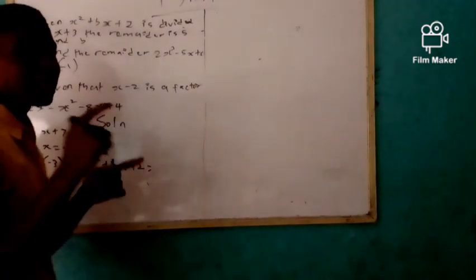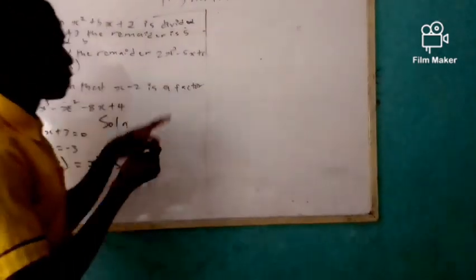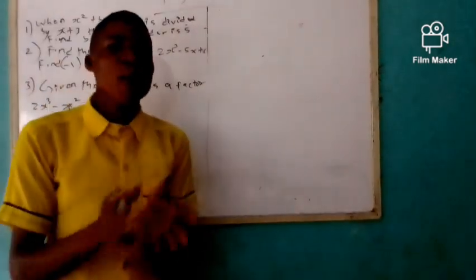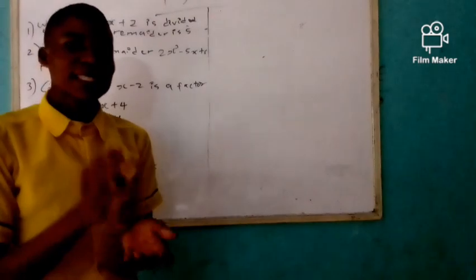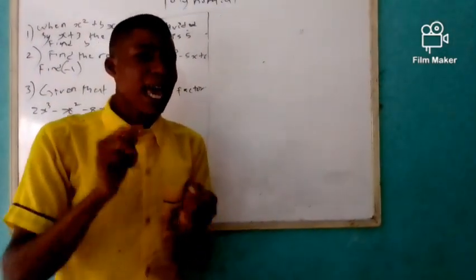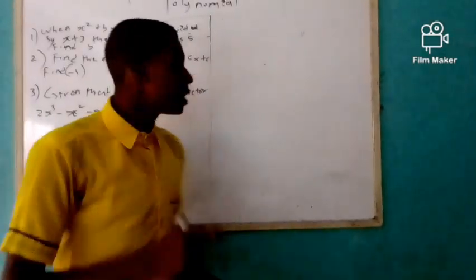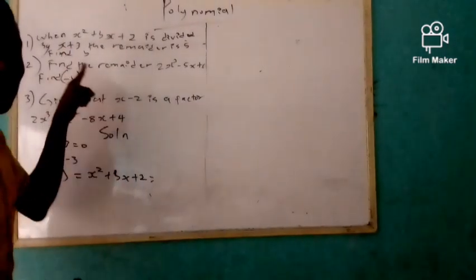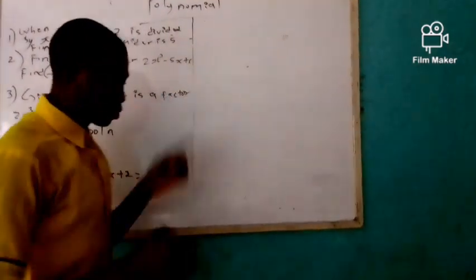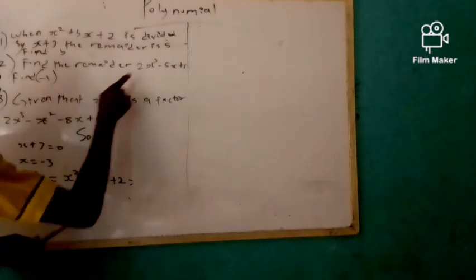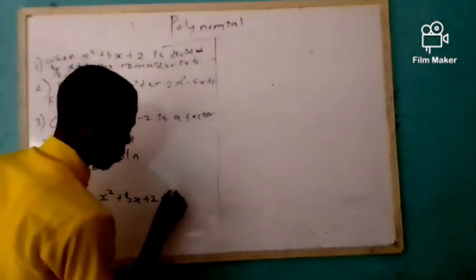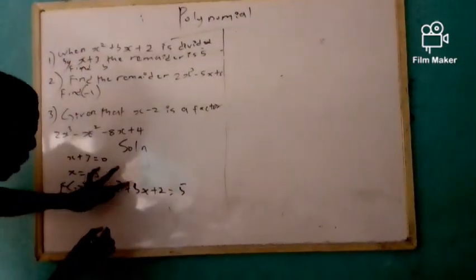I know that they say that the remainder is 5. For if a polynomial is divided by a factor, then the remainder is 0. It means that this x plus 3 is not a common factor. You understand? It's not a common factor. So now, let's say the remainder is 5. So just put 5 here. This is bx.